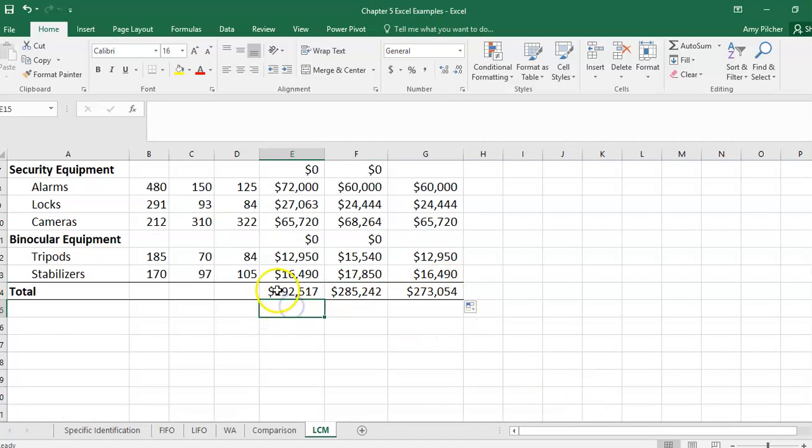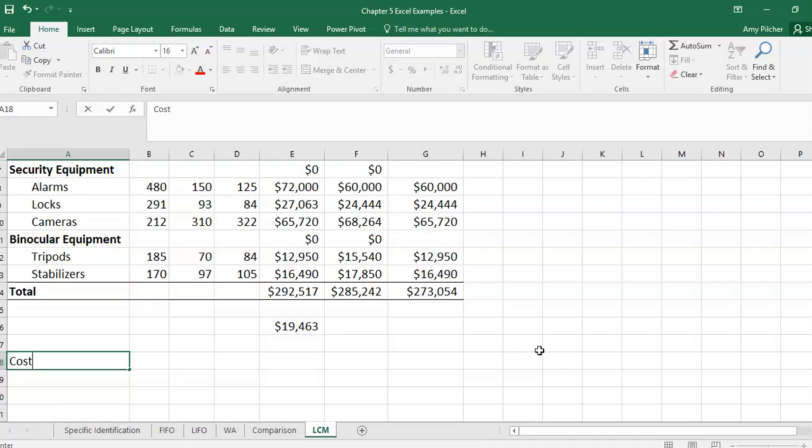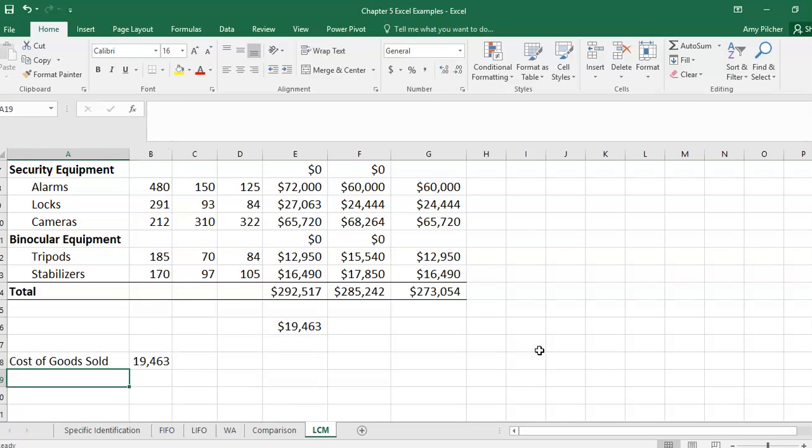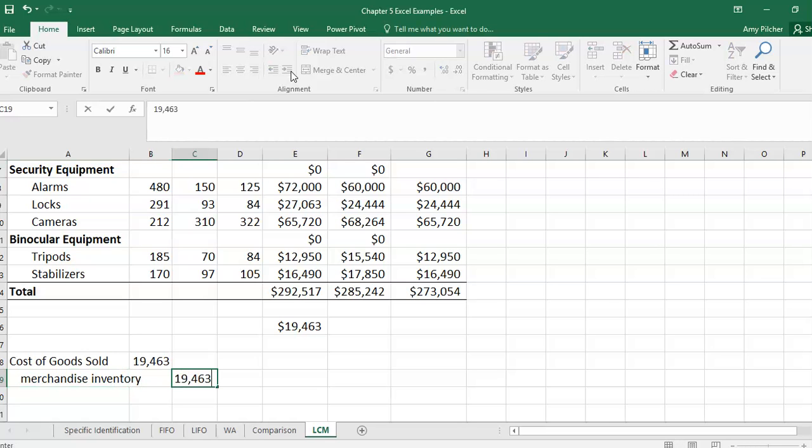So now we want to rewrite our inventory. So this is our inventory carrying amount right here, this $292,517. We can write it down to $2,073.54 using the lower of cost or market rule. So we want to know what that minus our new valuation is, $19,463. So we would then have a journal entry where we would debit cost of goods sold for $19,463 and credit merchandise inventory for $19,463.